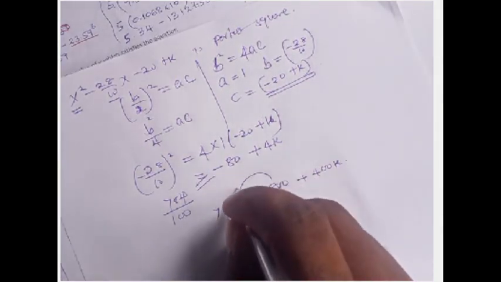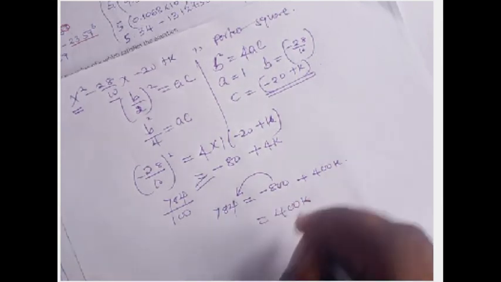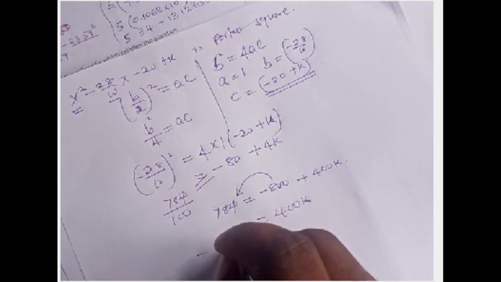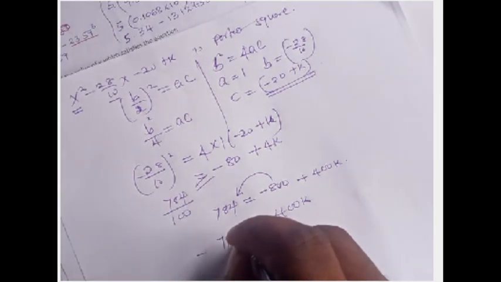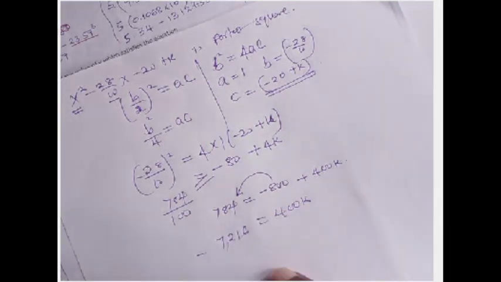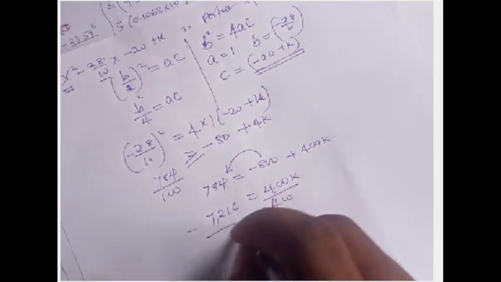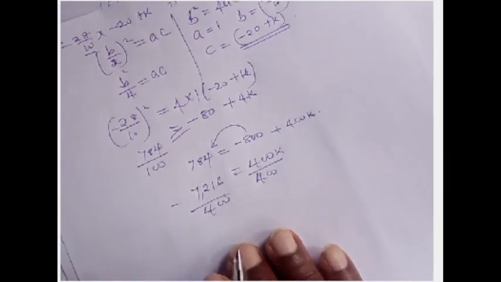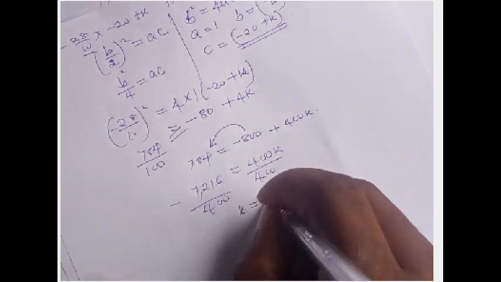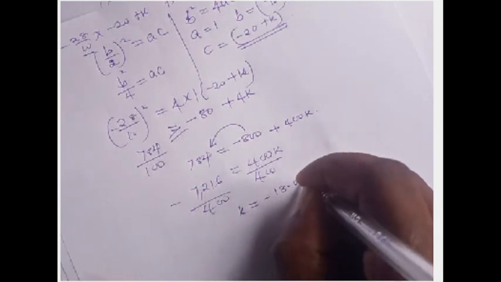This one to this side you add, so 400k equals to negative 7,216. You add the 2. So this one we divide by 400, and our value of k becomes negative 18.04.